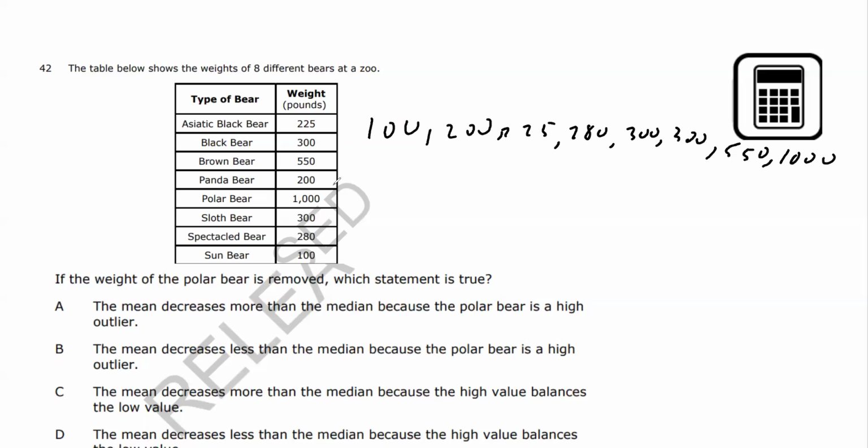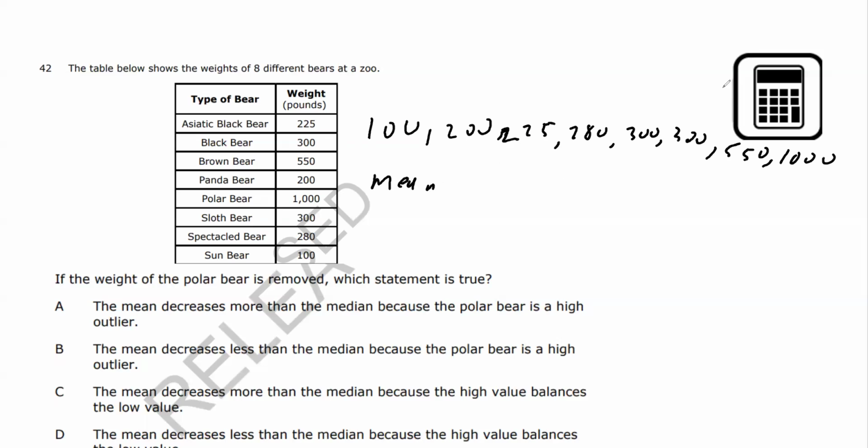Let me make sure I've got them all. 1, 2, 3, 4, 5, 6, 7, 8. 1, 2, 3, 4, 5, 6, 7, 8. So I've got them all, I think. I'd maybe recheck it if this is a big test, to make sure I've got the numbers right. All right, now I'm going to find the mean.